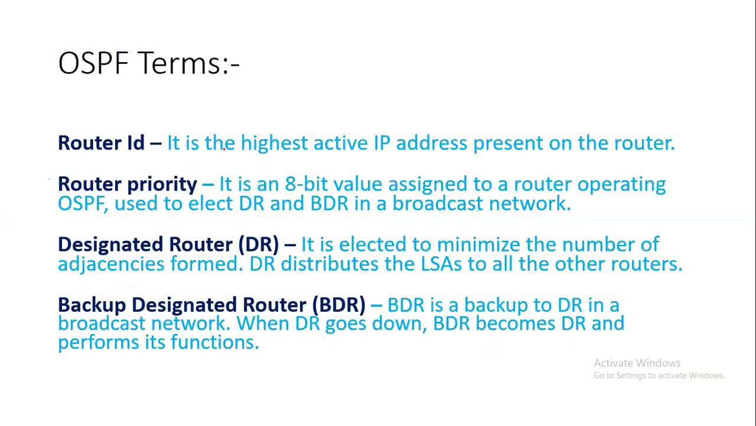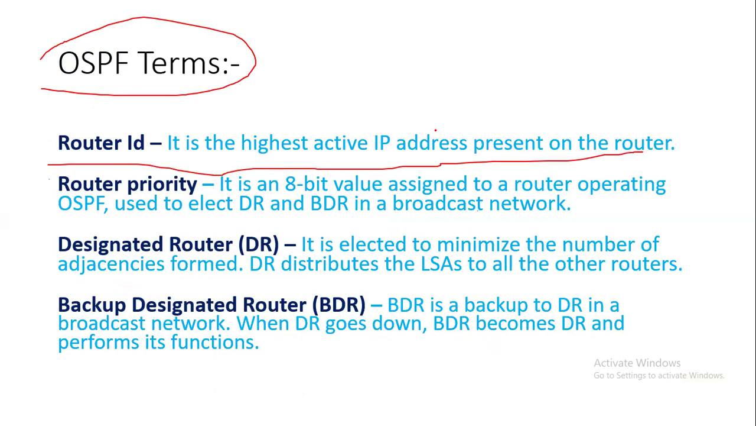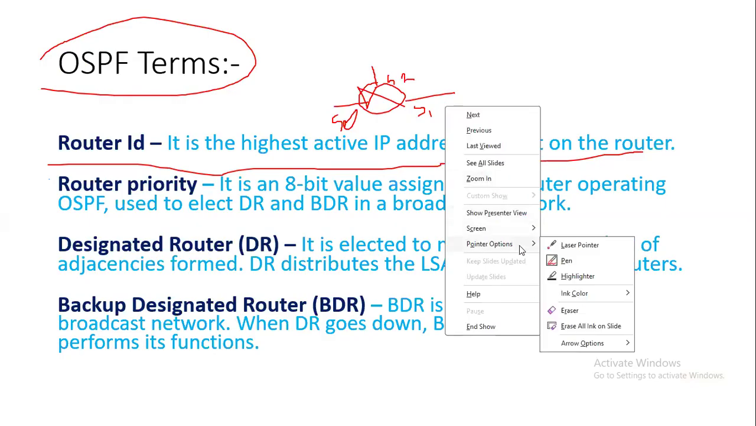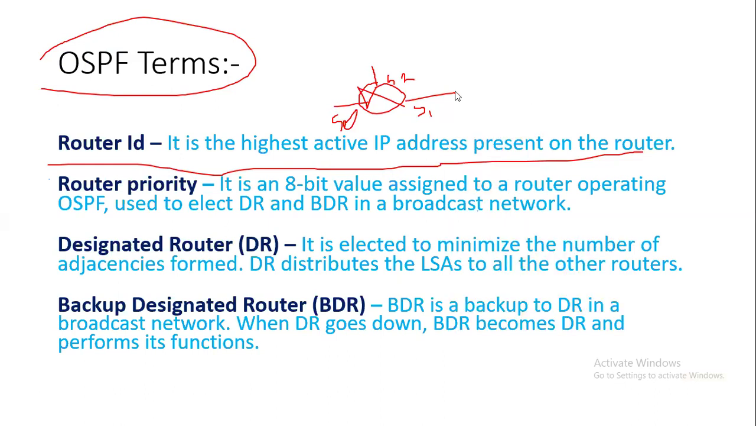So here we'll be discussing some OSPF terms. First is the router ID. What is the router ID? In case I have a router with multiple interfaces connected, that is S0, S1, and here I can say S2 as well. And let's take an example: I have the IP address.